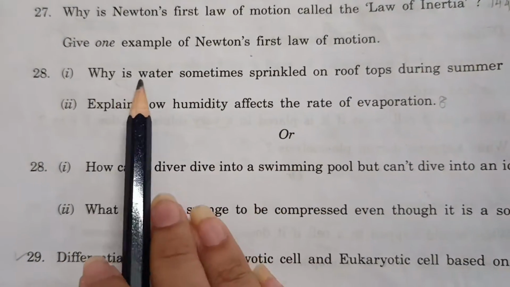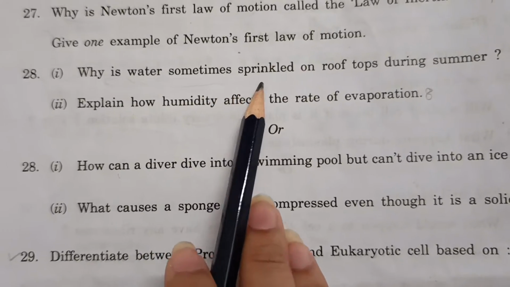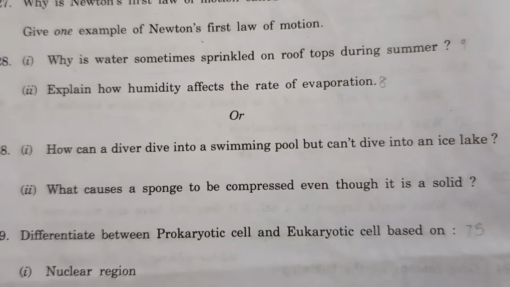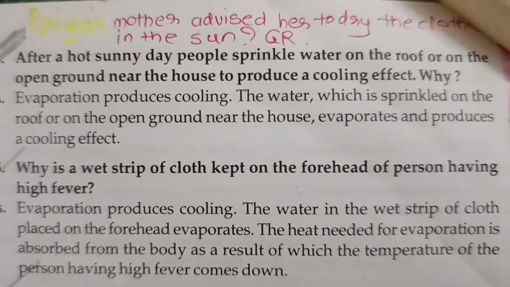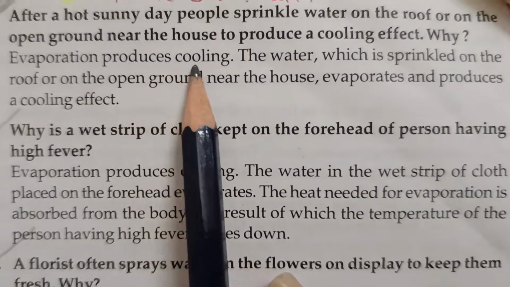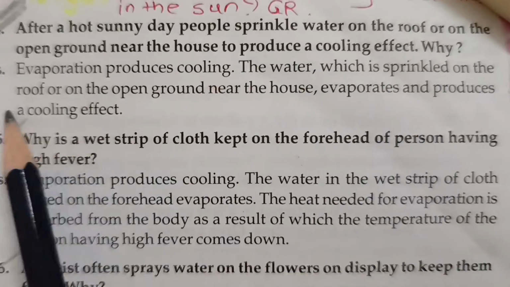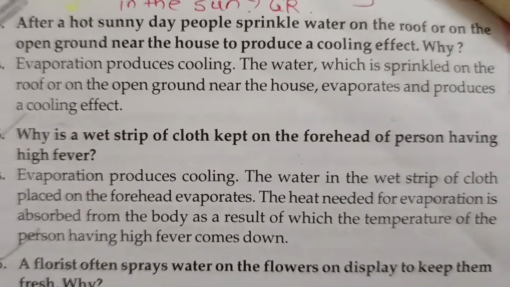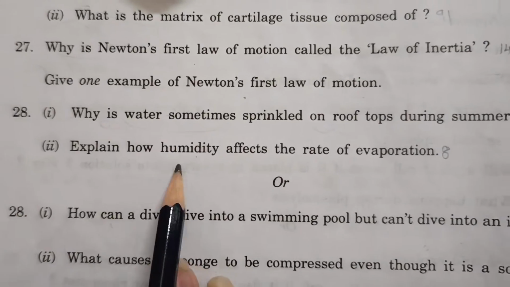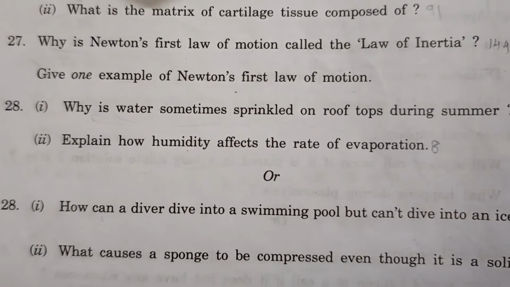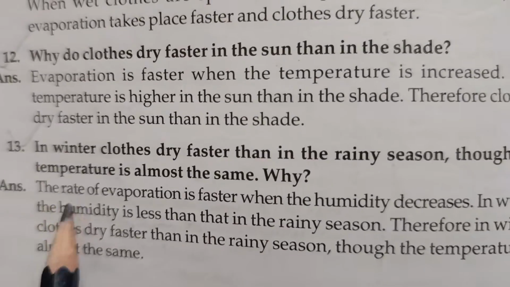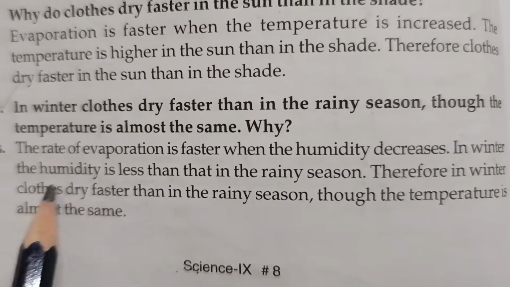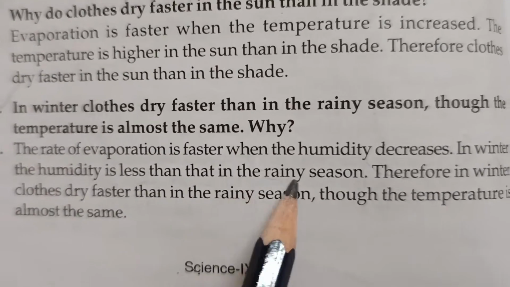Question number 28. Why is water sometimes sprinkled on rooftops during summer? Evaporation produces cooling. The water which is sprinkled on the roof evaporates and produces a cooling effect. Explain how humidity affects the rate of evaporation. The rate of evaporation is faster when the humidity decreases. In winter, the humidity is less than in the rainy season.